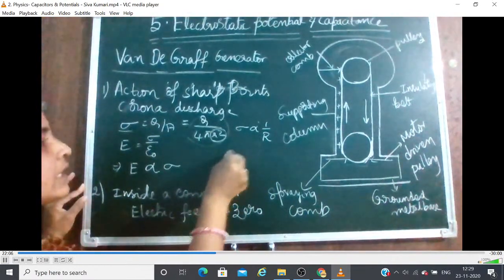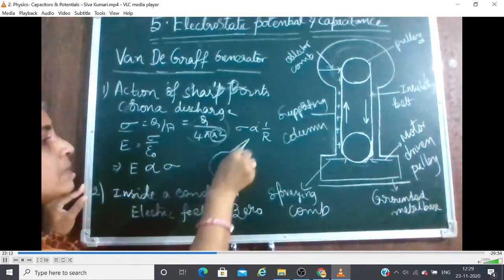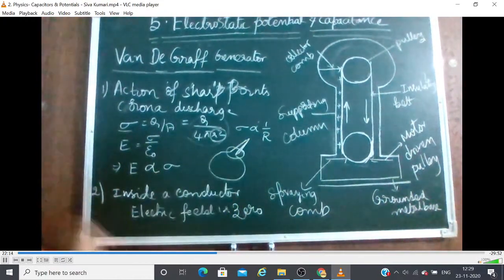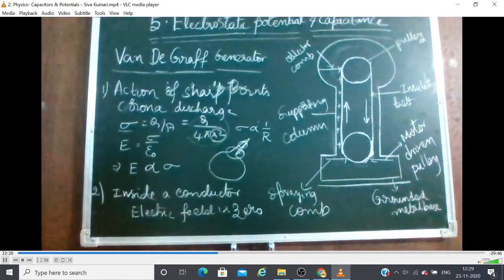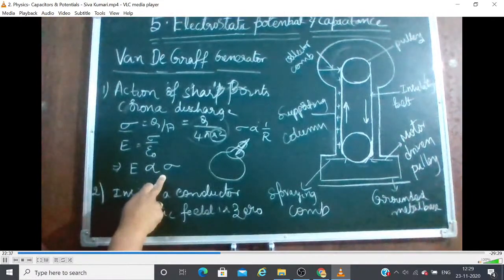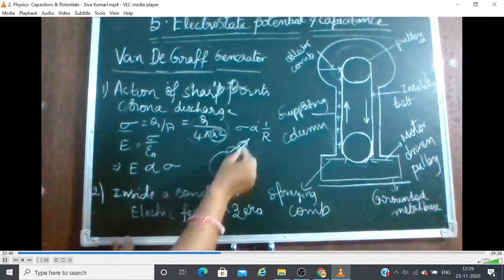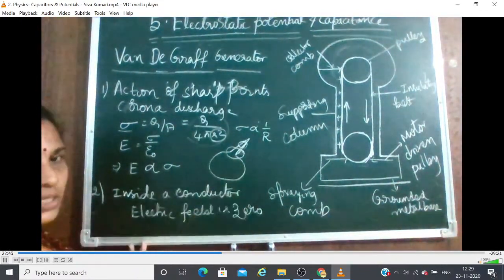So suppose the conductor is like this. What happens here? The radius decreases gradually. So at these sharp points, the surface charge density will be very high. Why? Because the surface charge density is inversely proportional to the radius. And the electric field intensity is directly proportional to the surface charge density, so as the surface charge density is very high, the electric field intensity is also very high.